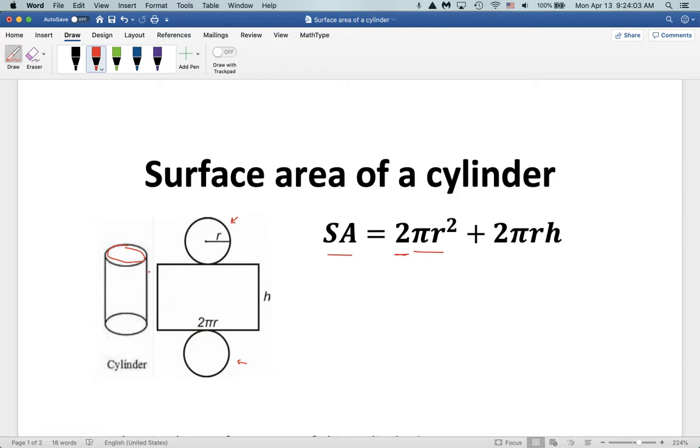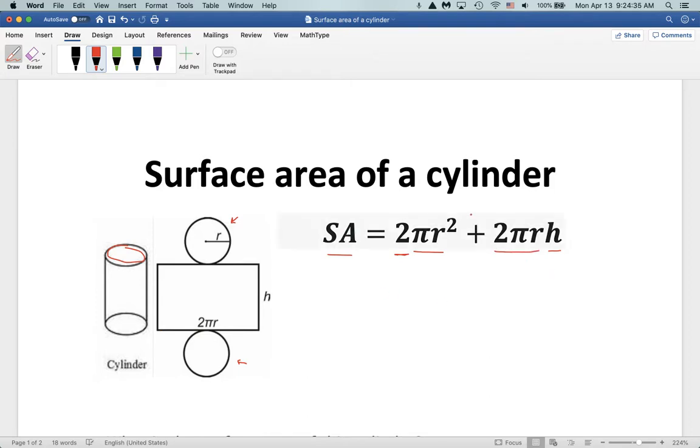Now the rectangle has a height, and its height is the same as the cylinder. That's this h here. And the other side of the rectangle, we maybe call that the length, is the same as the circumference of the circle, because this side of the rectangle needs to roll around the base of the can. And the circumference of this circle is 2 pi r.